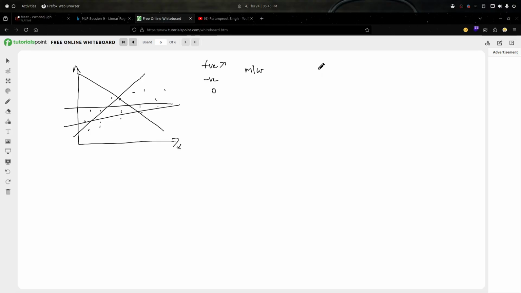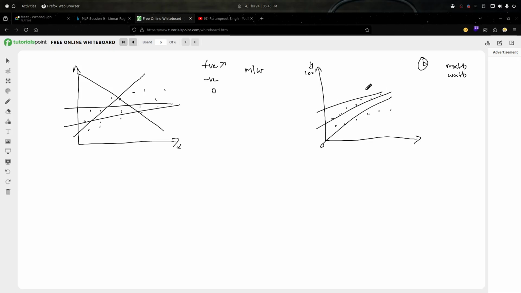Then we have the bias, which is the intercept, the b in the equation mx plus b or wx plus b. What bias does is it basically tells us where the line should intercept the y-axis. Let's suppose we are starting from 0 and here it is 100. If the bias is 0, the line will start from here. If the bias is, let's say, 10, the line will start from here. So this is what bias controls, where the line should intercept the y-axis. So this is the slope and bias.